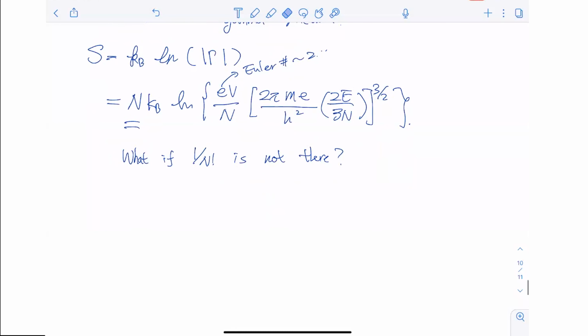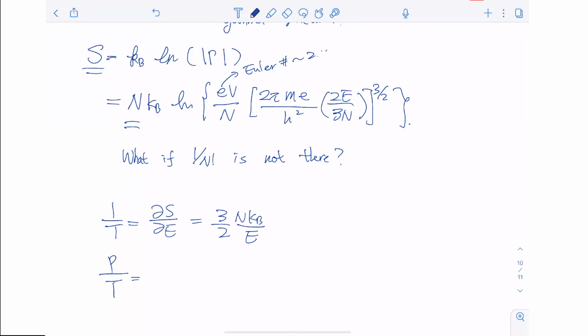Okay. So once you have the entropy, the rest of the stuff is easy because you can calculate the temperature by taking the derivative of the entropy with respect to your energy, and you'll see it looks like that. And you can also calculate the pressure. Just V over N. And you will get the ideal gas equation.